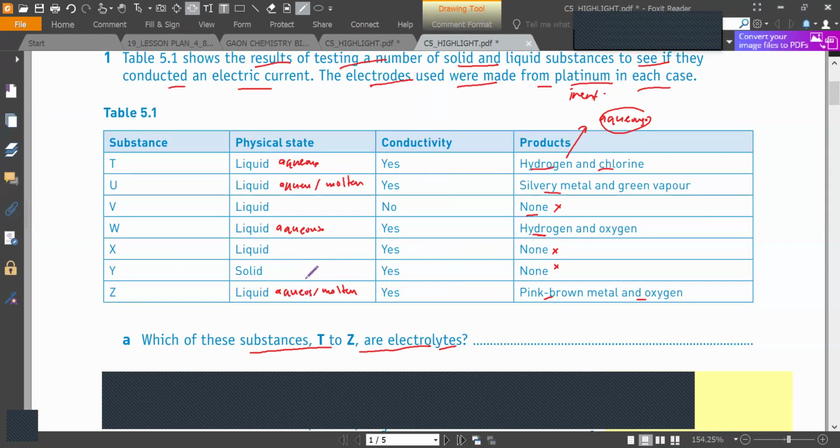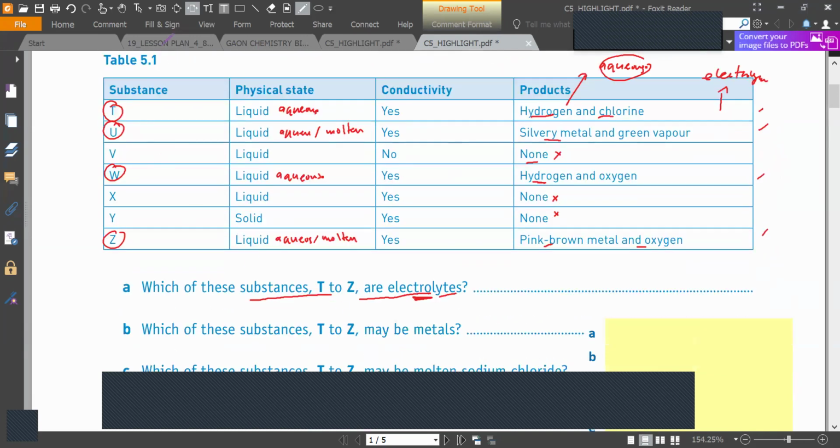Now we have concluded that T, U, W, Z, because they produce some kind of products, it means electrolysis happens. Electrolysis happens, so these are all electrolytes. They are all electrolytes. So our answer for A will be T, U, W, Z.